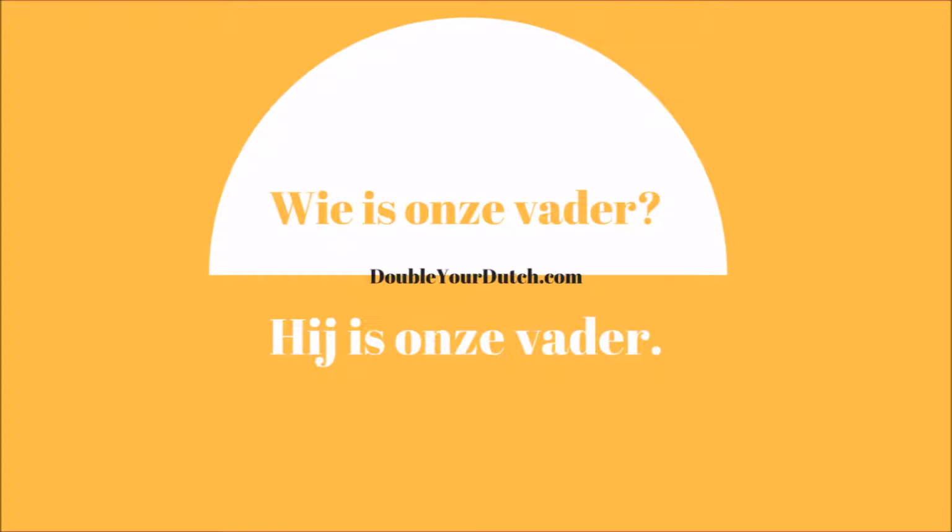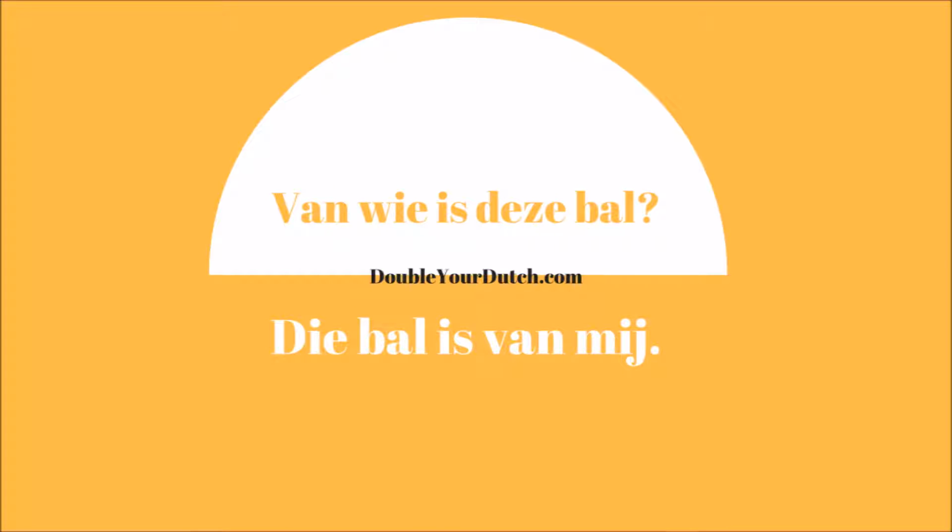Right? You could ask possessively, van wie is deze bal? Whose ball is this, really? It's de bal, so it's deze bal, right? And also deze is near, like this, deze. So the boy might reply, die bal is van mij. So he's further away from the ball, so he says, that ball, die bal, is van mij. Is van mij, is mine.